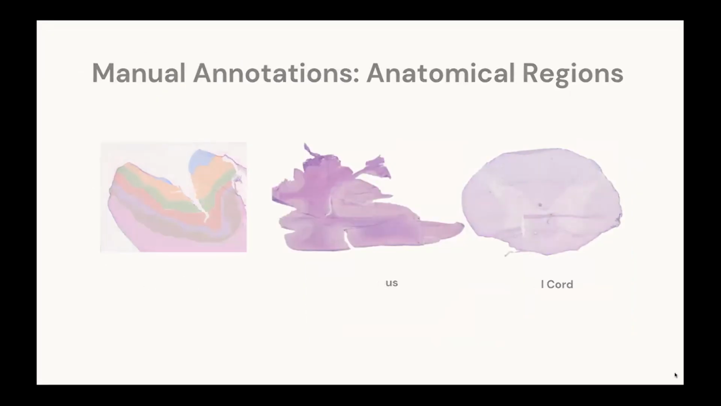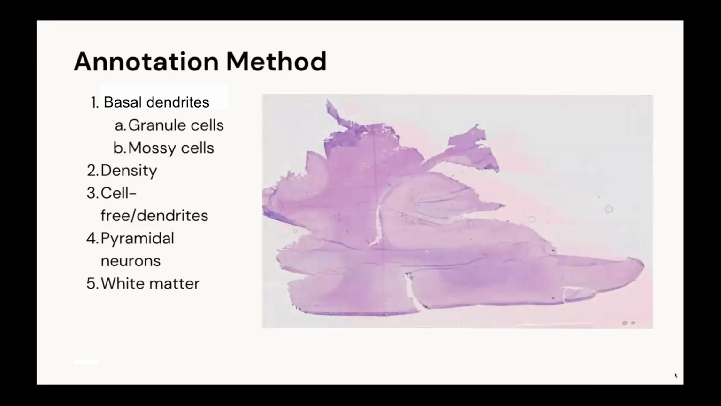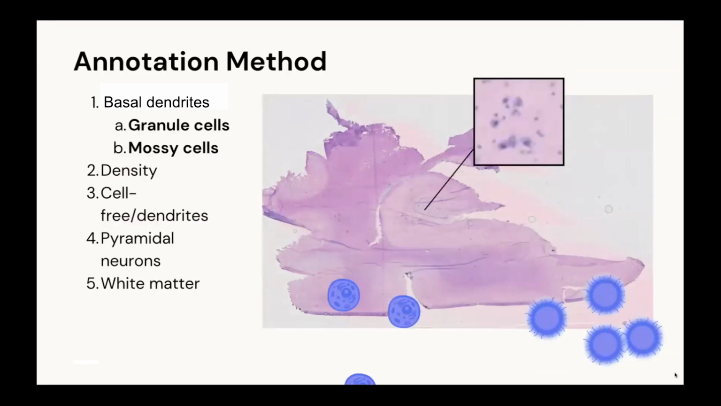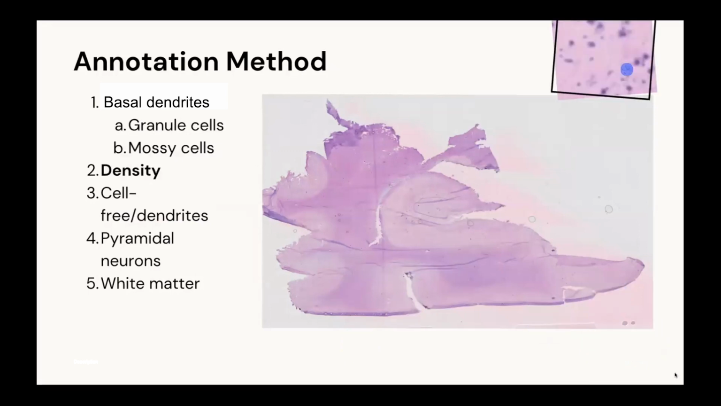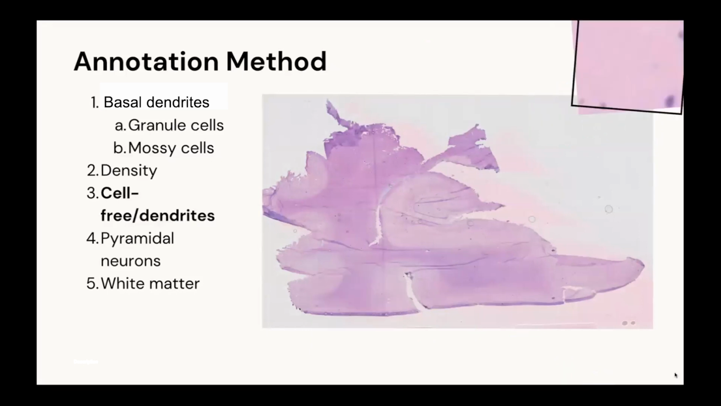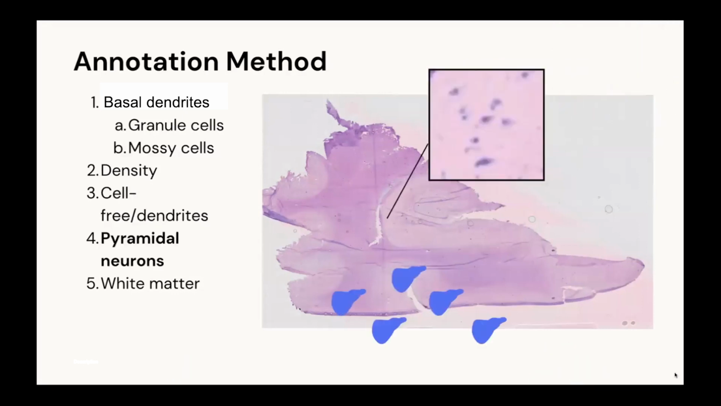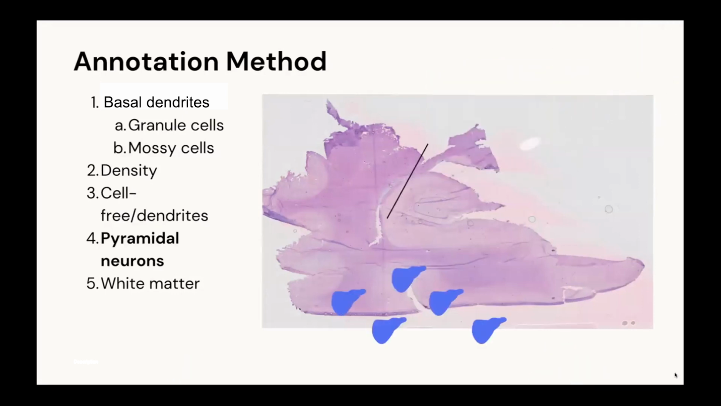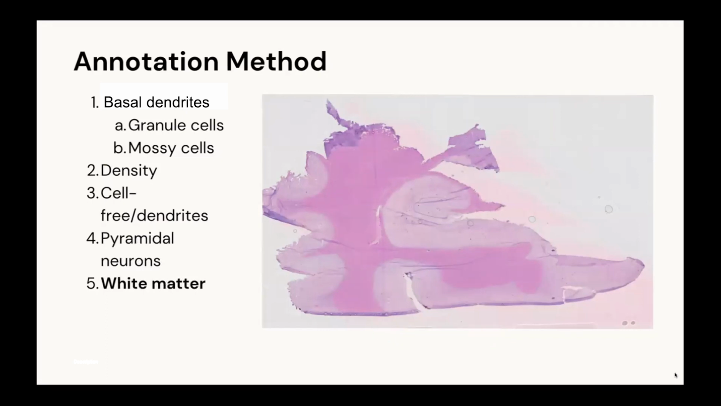Next, we will look at the annotation method and example for the hippocampus. In the annotation method, we will first identify the granule cells and mossy cells which remain in this region. Next, we will take note of the drastic cell density changes among the tissue sample. Then we'll identify areas where the tissue has cell-free areas and/or dendrites. Once again, we will identify the pyramidal neurons and white matter, similar to the motor cortex region.